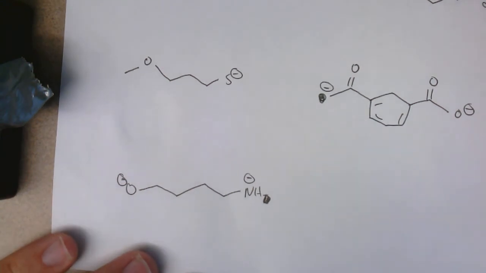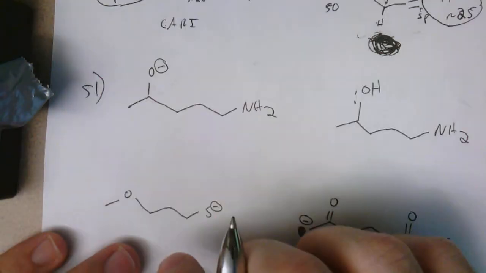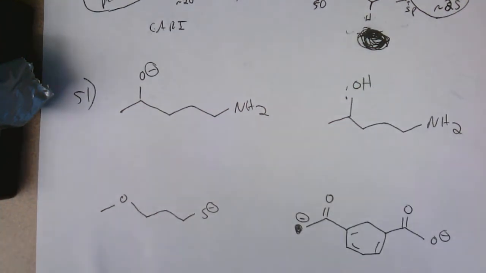51, we want to know what is the most basic site in these molecules. So I could think about that as which one has the weakest conjugate acid, right? I could think about this in terms of drawing out my conjugate acids, and that would be a good way to think about it too.